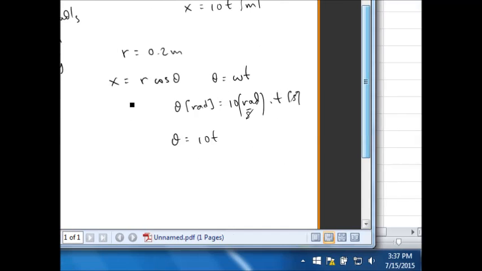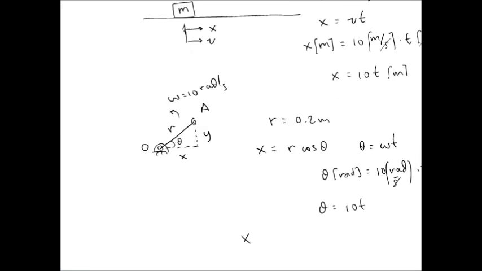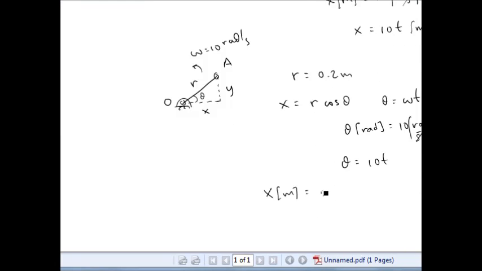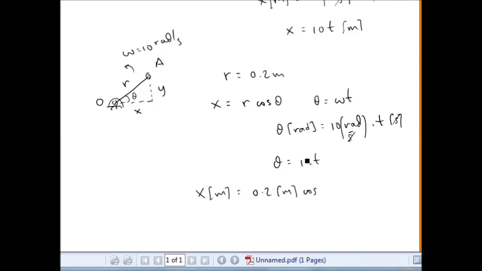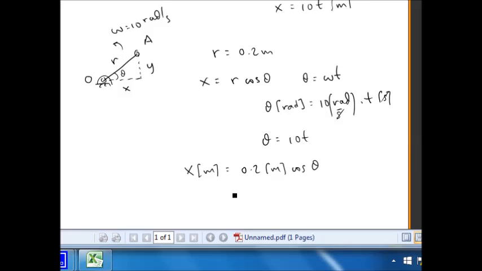And if I substitute that into my equation for x, I'm going to end up with x equal to, well, let's see, I want x to end up in meters. R is 0.2 meters. Cosine of theta is going to be some number between -1 and 1. It doesn't have any units. So we have simply that x is 0.2 cos theta, and similarly y is 0.2 sine theta.